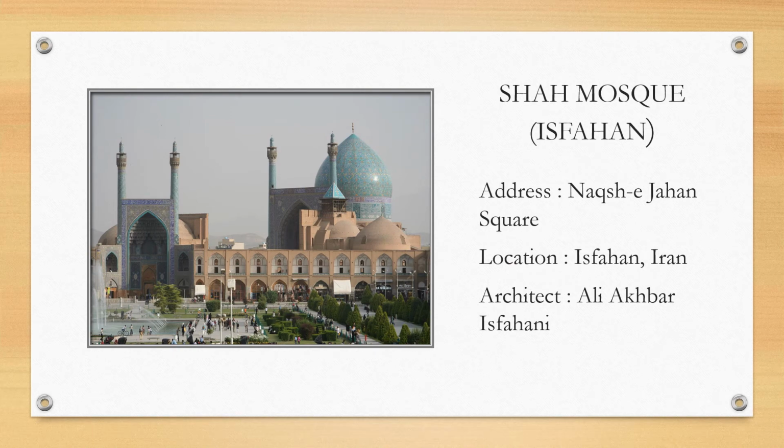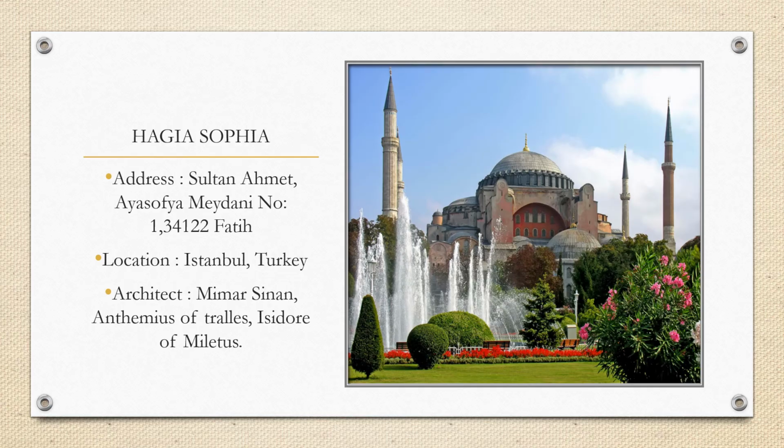The second building is Shah Mosque of Isfahan, address Naqsh-i-Jahan Square. Location Isfahan, Iran. Architect Ali Akbar Isfahani. The third building, Hagia Sophia, address Sultan Ahmed Hagia Sophia Meydani. Location Istanbul, Turkey. Architect Mimar Sinan, Anthemius of Thrace, Isidore of Miletus.